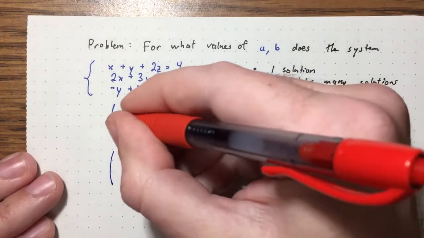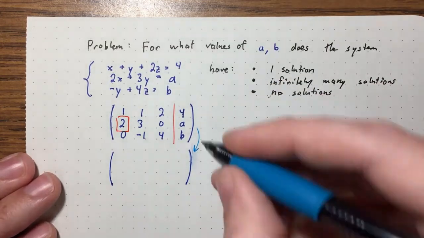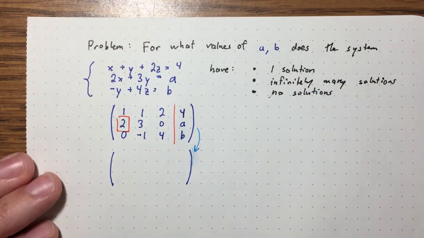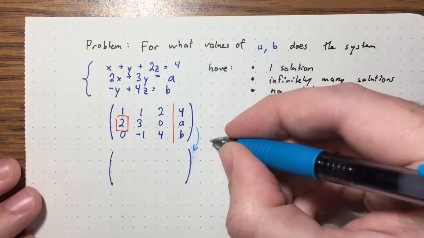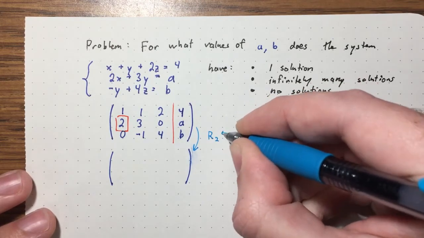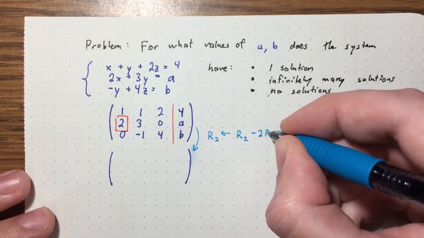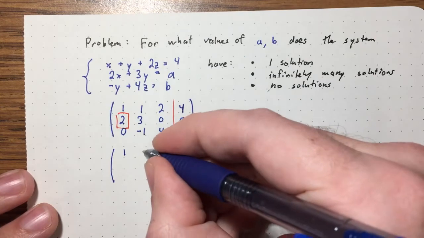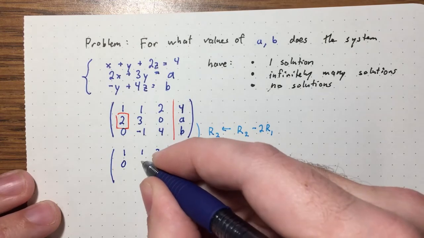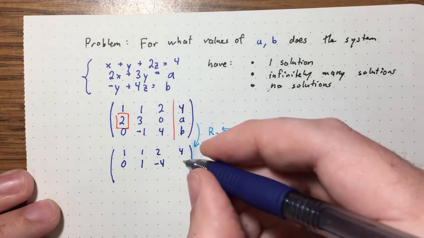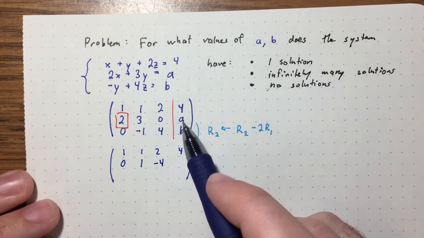Let's get rid of that 2 by adding. I'm intentionally doing a bunch of examples of this because I feel like the only way to really get good at this is just do a lot of examples. So we're going to do row 2. We're going to replace it by the old row 2 minus 2 times row 1. Right. So row 1 stays the same. What does row 2 become? 0, 1, negative 4. What do we do here? We have an A there. We don't know what A is.